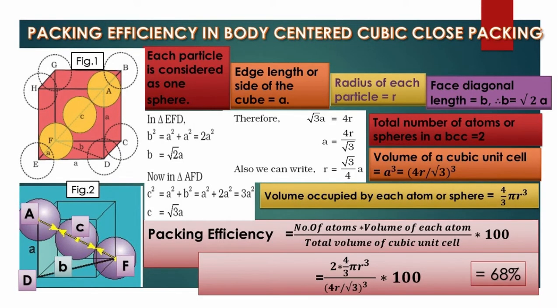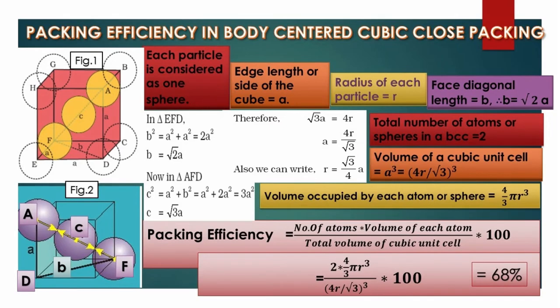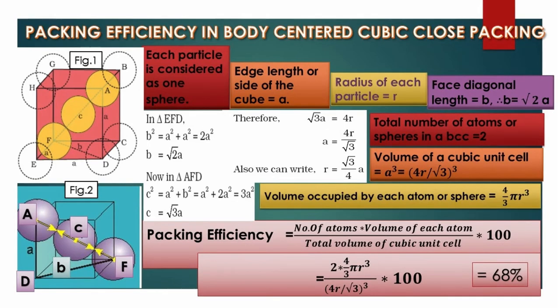As in the previous cases, here also we are going to consider each particle as one sphere. The edge length or the side of the cube is going to be taken as A. The radius of the particle is going to be taken as R. The face diagonal length is going to be taken as B.